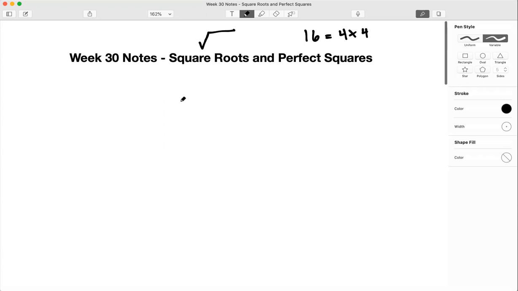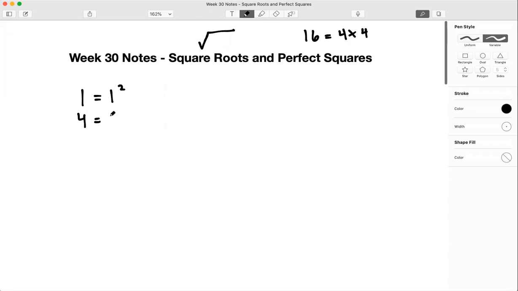So we're going to look at those today. So let's look at perfect squares. We're just going to write them like this. 1, that is a perfect square. What do we multiply by itself to get 1? Well, 1. So 1 squared equals 1. 1 is a perfect square.